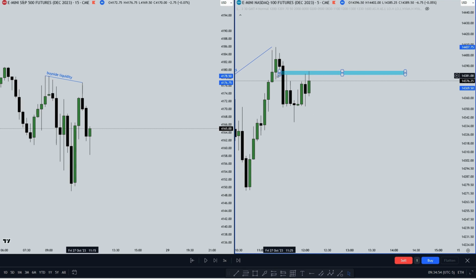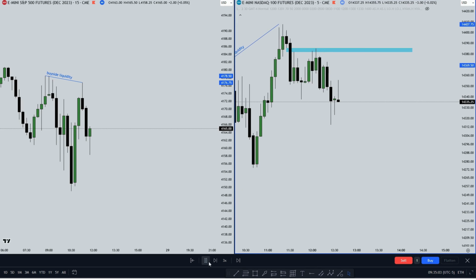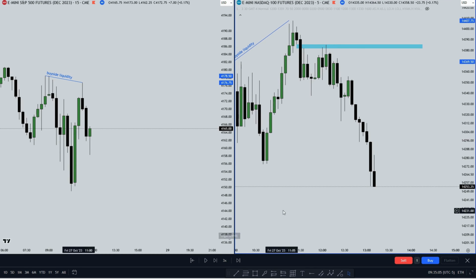Right here we touch the fair value gap, and as I said before many times, it's important that we close below the fair value gap. And here we take out the sell-side liquidity.